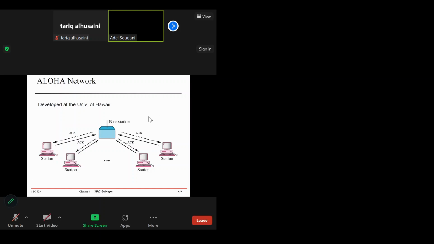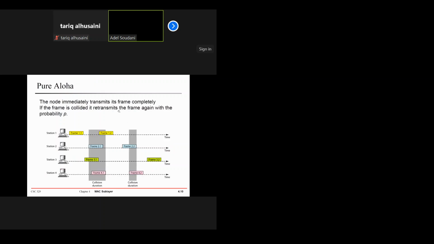protocol that allows getting access to the base station without checking the activity of the other machines. We will see later on that we have other methods. It is characterized by the fact that if one machine has frames to be transmitted, it starts transmitting the frame. And if later on this frame is not followed by an acknowledgement, what does it mean?